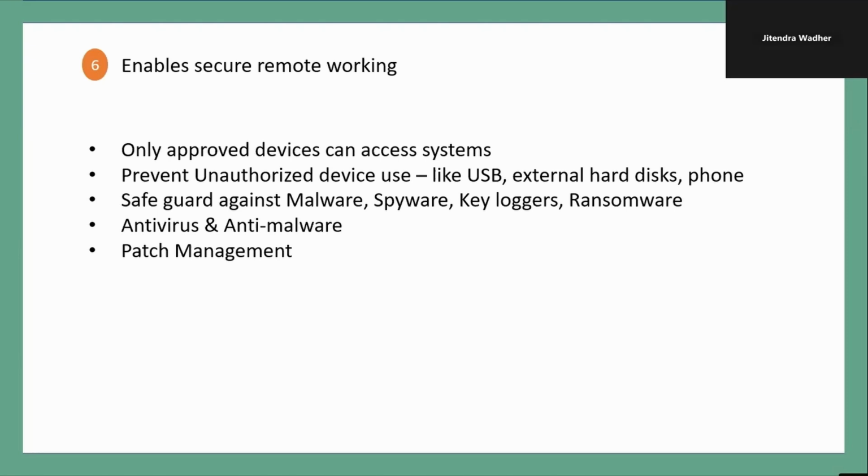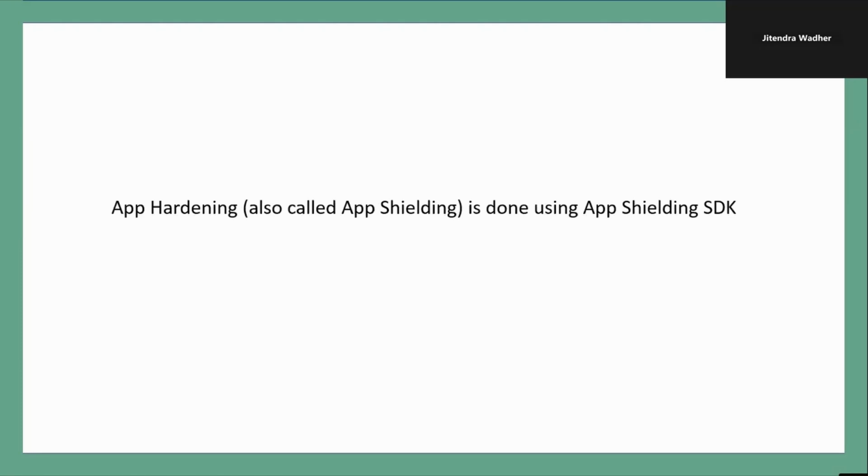So these are the various features of what endpoint security does. Okay. Now let's look at how it is actually implemented, and we will look mainly at the app level. So when we access a bank account from our mobile phone by using the bank app, how is endpoint security implemented there?